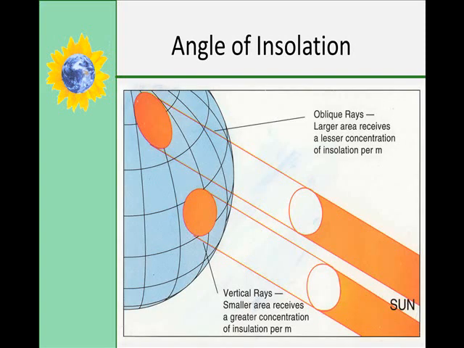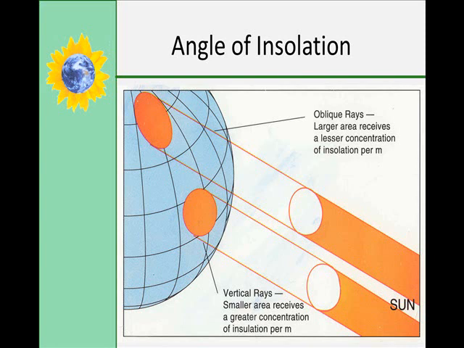The angle of insolation is the measure of how high the Sun is in the sky. As the sun rises and sets, the angle of insolation changes constantly. It is measured by the angle made between the sun and the horizon, and the noon sun has the greatest angle of insolation, usually 90 degrees, and therefore, noon has the greatest intensity of insolation per unit area.